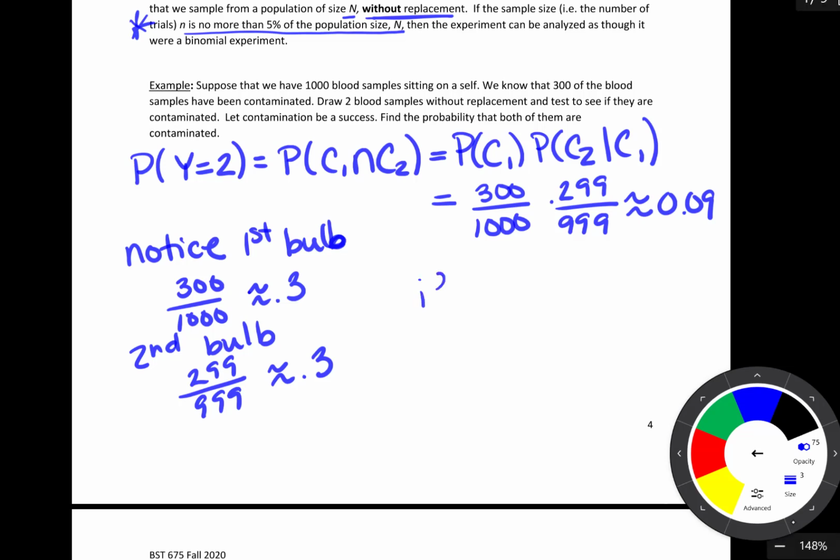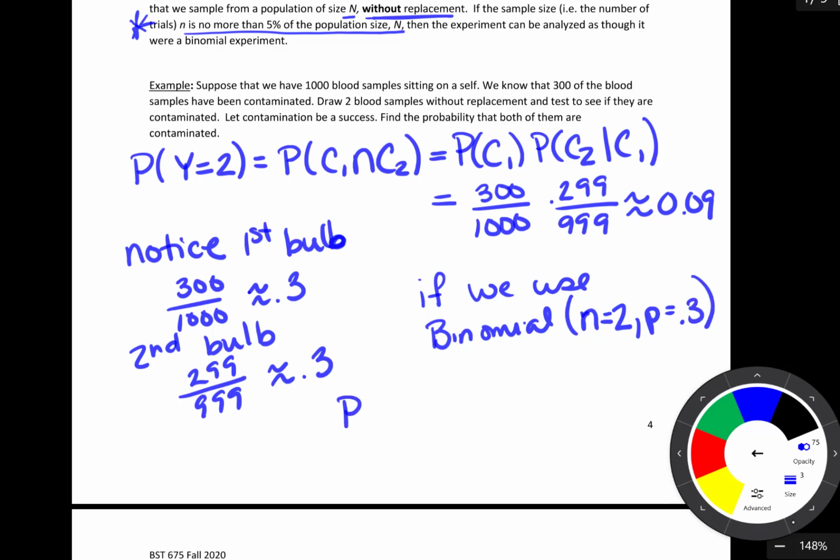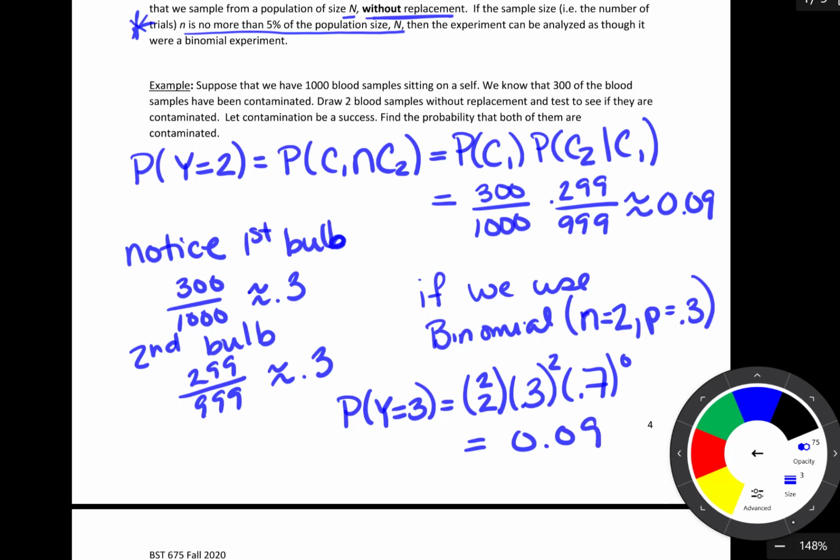So we could use a binomial where n is equal to 2 and p is equal to 0.3. Let's see what answer we get. If we want to find the probability that Y is equal to 2, this is going to be 2 choose 2 times 0.3 to the second times 0.7 to the 0, which is equal to 0.09. So in cases like this, we could calculate the probability directly, or we can use the binomial, and we're going to get very similar answers.